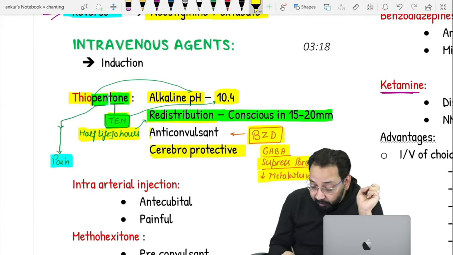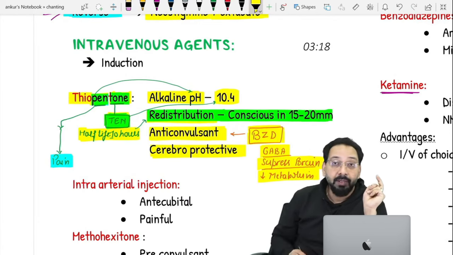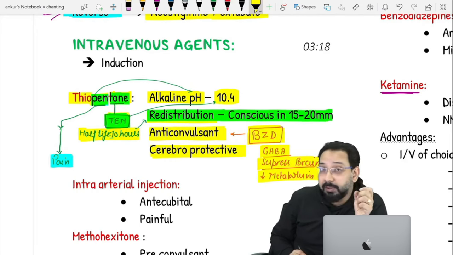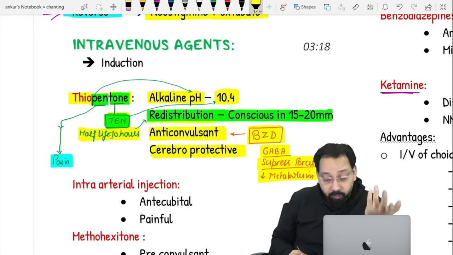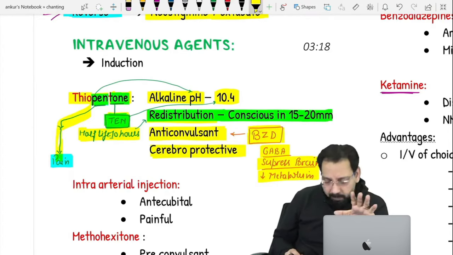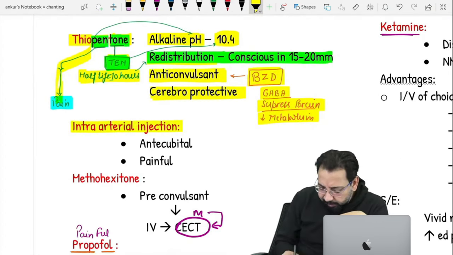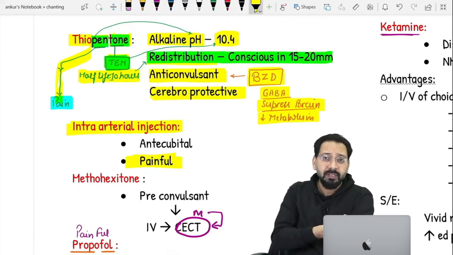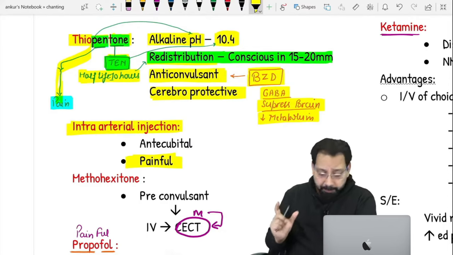And these agents have an anticonvulsant property. You all know that in seizures we sometimes give IV benzodiazepines, many times. So thiopentone, pain: normally it is not painful, but if you give an intra-arterial injection, then it becomes painful. At the anterior cubital fossa, an intravenous injection can accidentally go into the artery and it would be very painful.